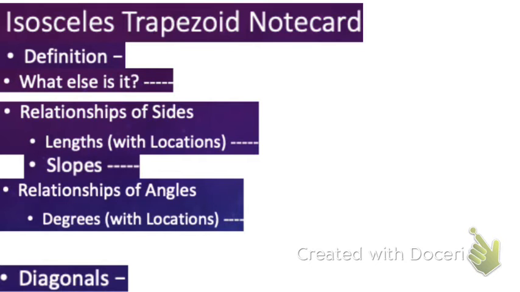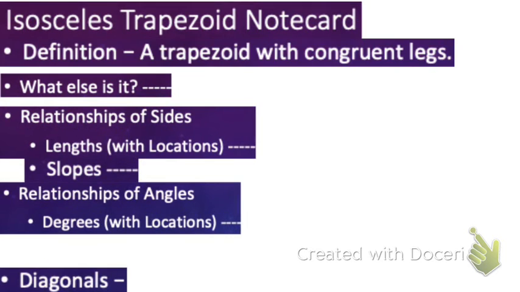Let's talk about an isosceles trapezoid. So our next note card. Back to our note card, isosceles trapezoid. We're going to pause on the note packet and go back to it in a bit.